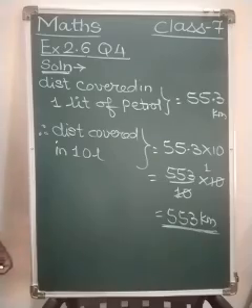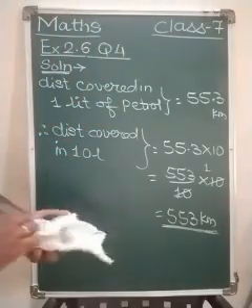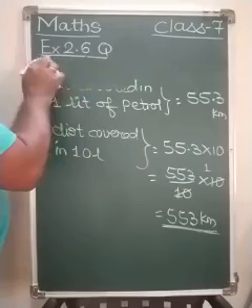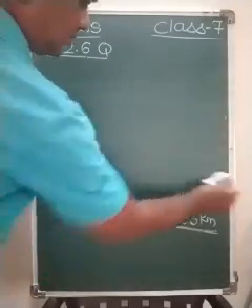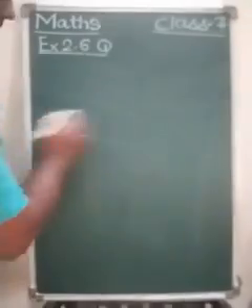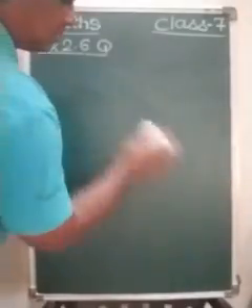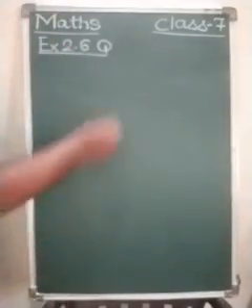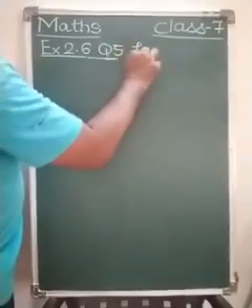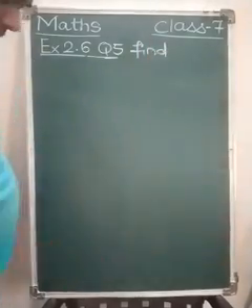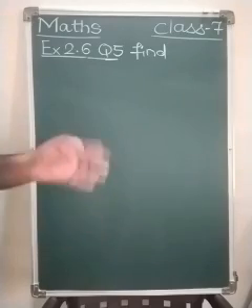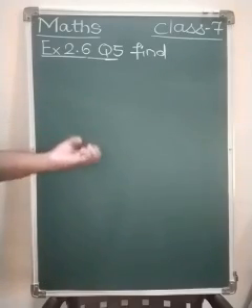So exercise 2.6 question number 4 we have solved. Let us solve the next question, that is question number 5. Okay, question number 5. Now question number 5, it is given there, we have to find out the answer. So we had multiplied a decimal number with a whole number. Now we are going to multiply a decimal number with a decimal number. So again the steps are simple.